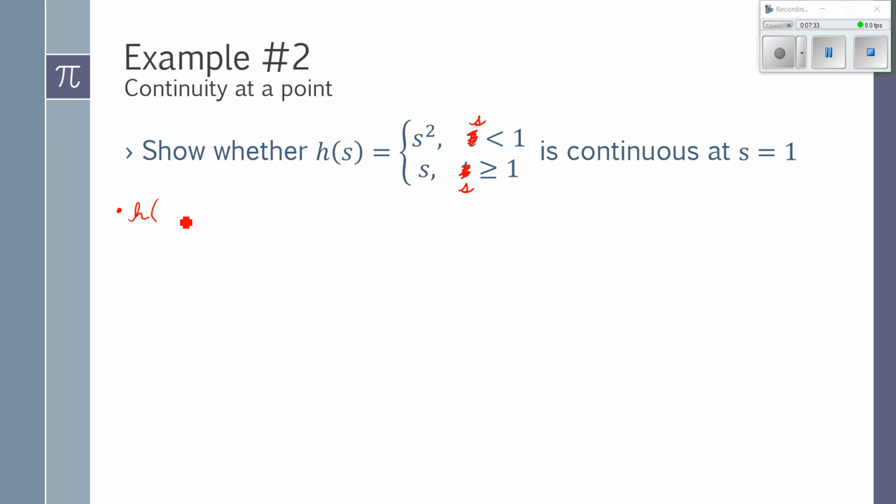First, I want to see, does h of 1 exist? So if s is equal to 1, I use the second piece, and I get 1. That's good. So h of 1 does exist. I move on to, does the two-sided limit exist? Well, for the two-sided limit to exist, the left and right-hand limits need to be the same. So I need to find the left and right-hand limits as s is approaching 1 from each side.